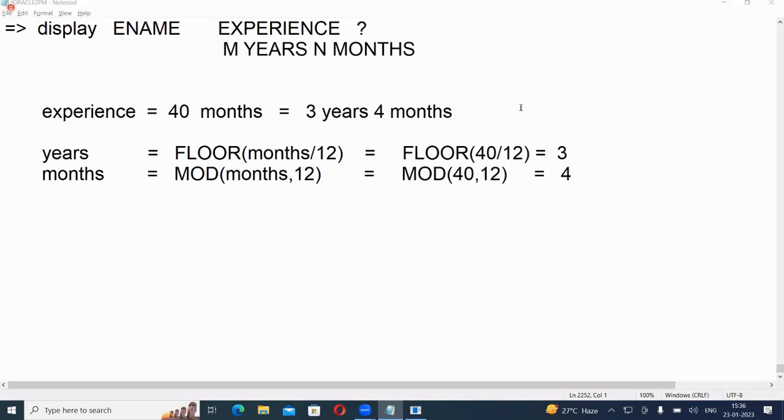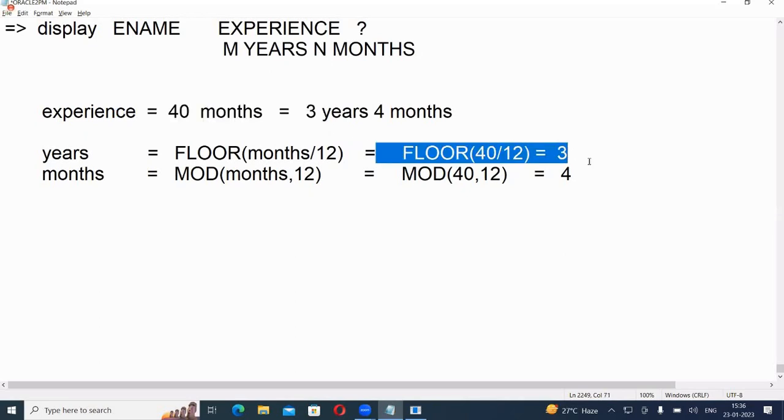So to show the experience in years and months, what is the first step? First calculate the experience in months. After calculating the experience in months, you can show the experience in years and months.